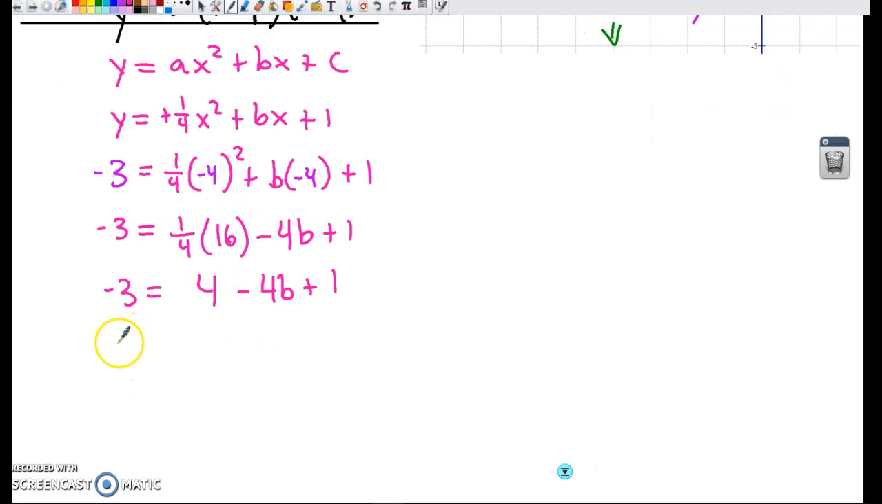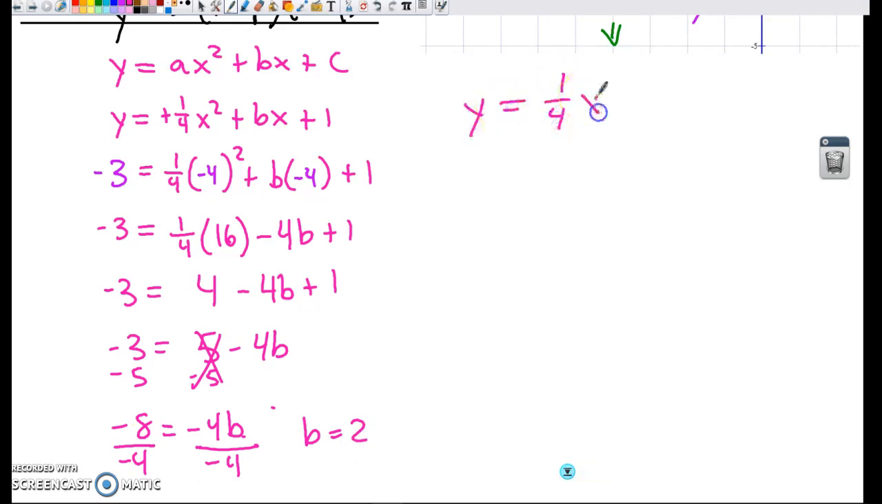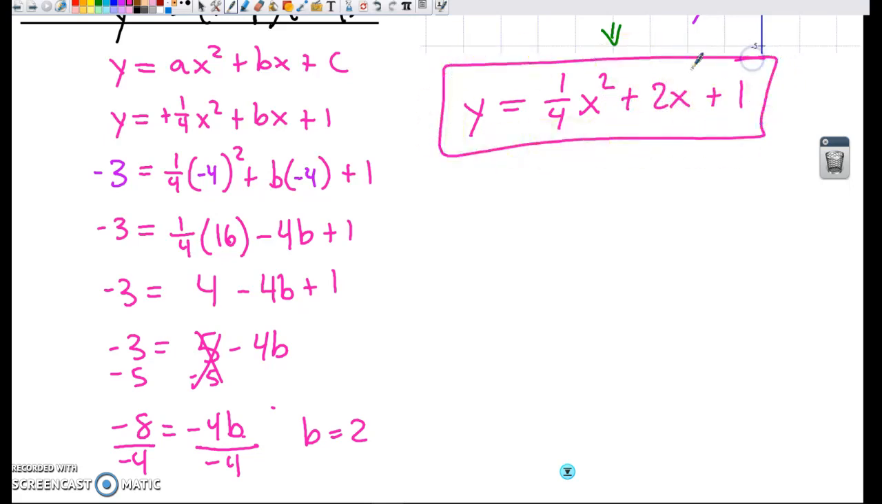Combine like terms on the side. -3 equals 4 plus 1 is 5 minus 4 times b. I'm going to subtract 5 from both sides. -8 equals -4 times b. Hopefully you follow that. Now I divide by -4. And then I get b is going to be positive 2. So now I have my equation, which was y equals a is 1/4 x squared plus b, which is 2x, plus c, which is 1. And there's my equation. That was not a very nice one.